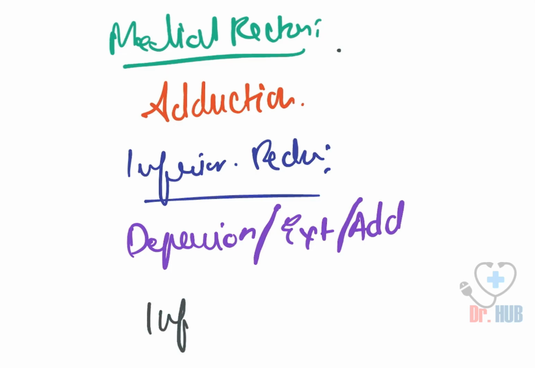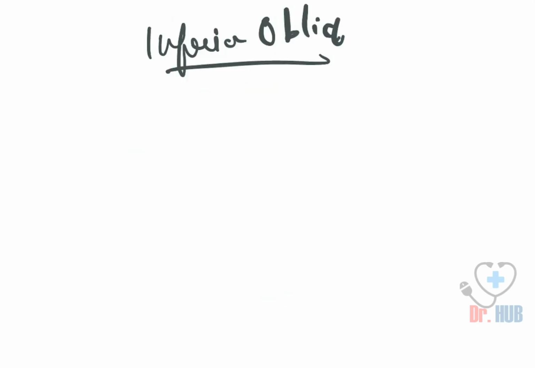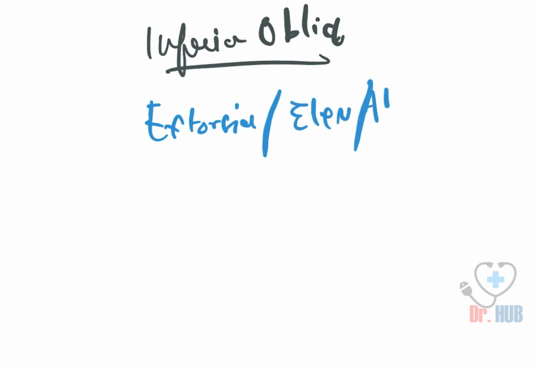Then we move on to the inferior oblique. So in case of inferior oblique, there is the extorsion, elevation as well as the abduction.